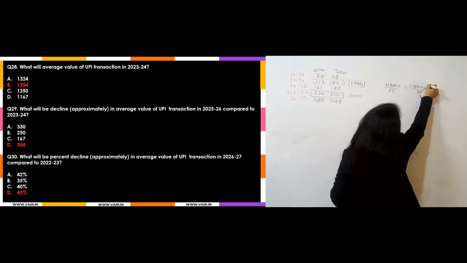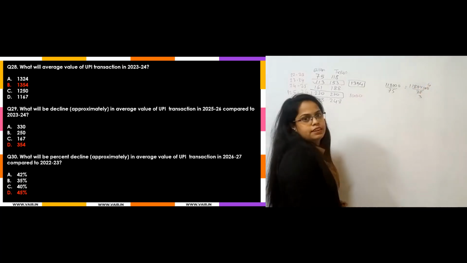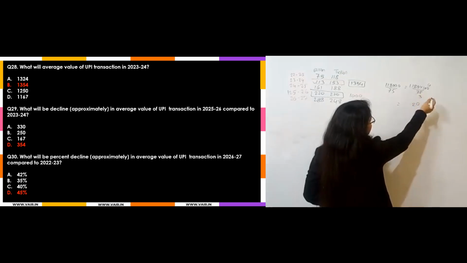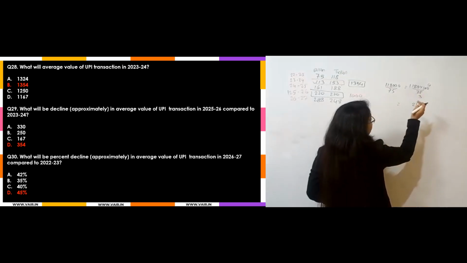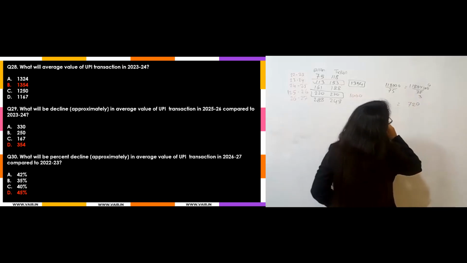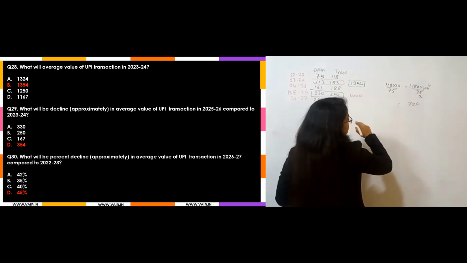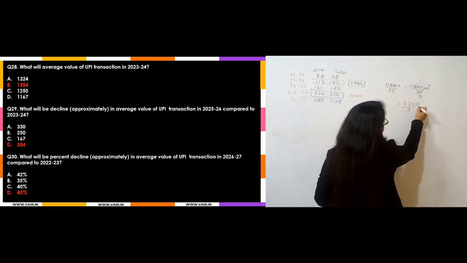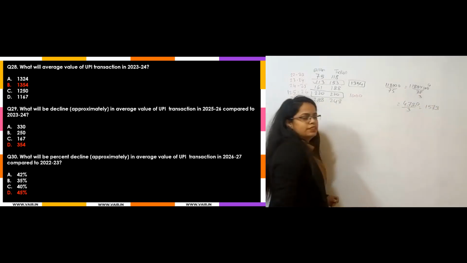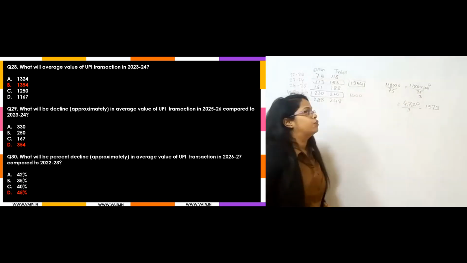25 threes are 75, 25 fours are 100. Can you cancel any number now? Let's multiply this first. 4 8s are 32, carries 3. 4 1s are 4 plus 3, 7. 4 divided by 3, which will be equal to 3 1s are 3. 3 5s are 15. There will be 2. 3 7s are 21. There is a 1. 3 3s are 9. So it is around 1573.